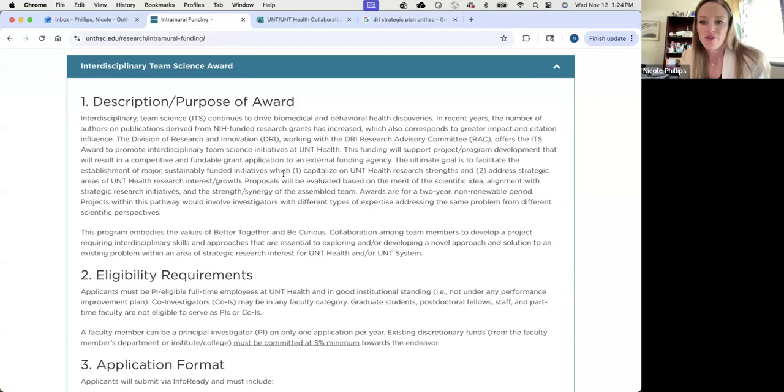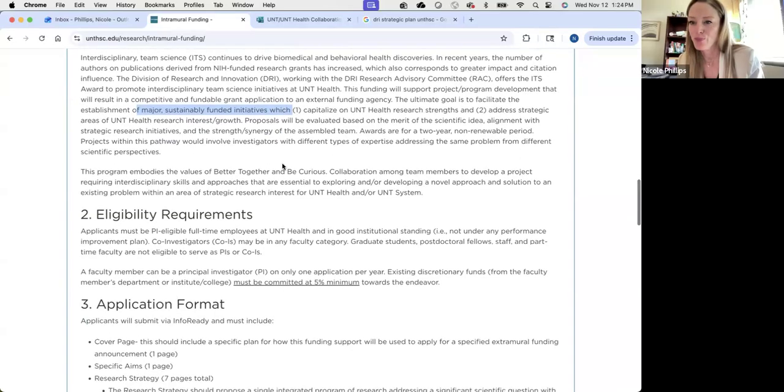So this is a means of trying to facilitate the major establishment funding. So again, there's a focus on, especially in the review process, of how the applicants envision this research growing beyond the intramural funding. So how sustainable the program might be based off of the data that they plan to collect during this intramural team science award.